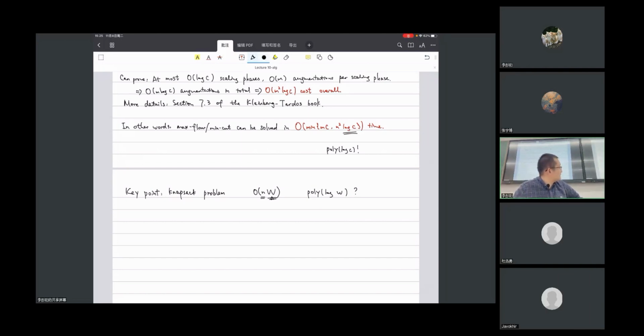I think as far as I know, I don't know an algorithm that does not have a dependency on C to solve the max flow problem. At least here is an algorithm with cost polylog in terms of C. So this is basically something quite good.